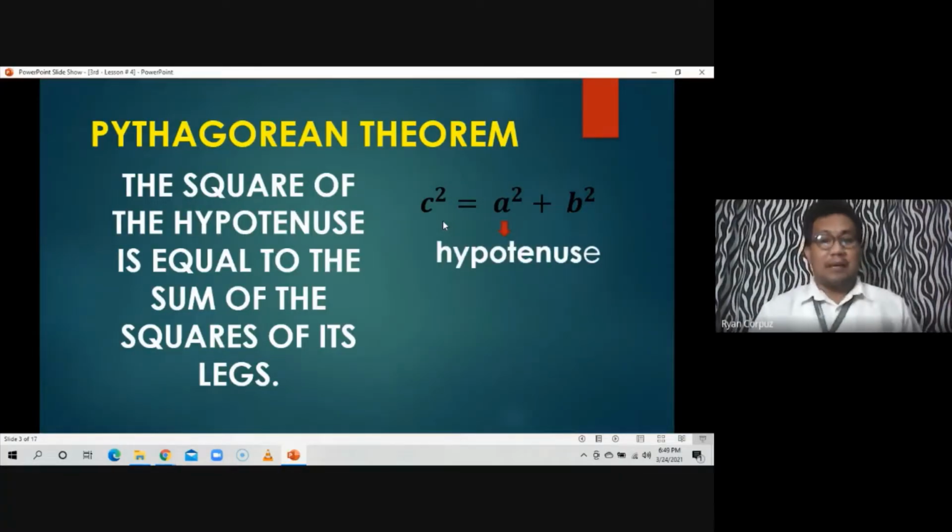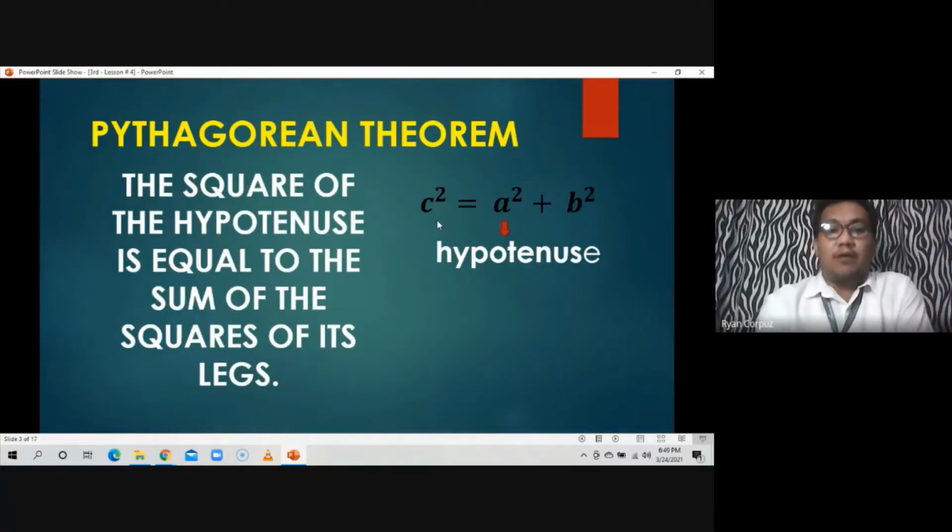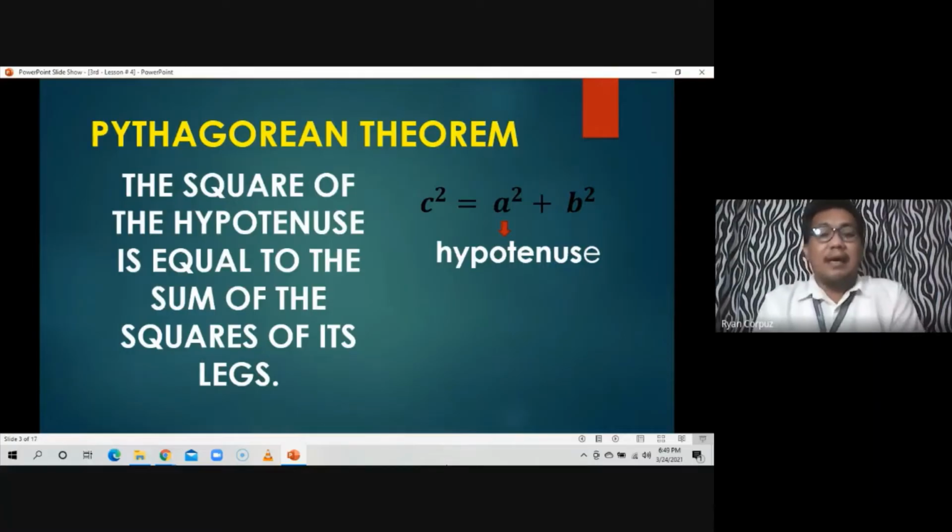Pythagorean theorem usually pinuprove pa natin yan, but proving it will take time. So that's why we have just given that formula in order for us to use the Pythagorean theorem. So for us to find out for the hypotenuse using Pythagorean theorem, we are going to make use of c squared is equal to a squared plus b squared.